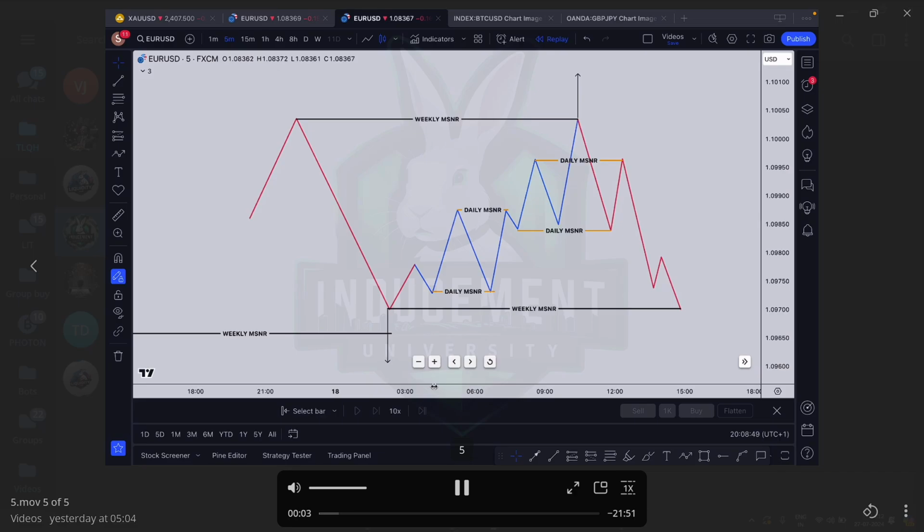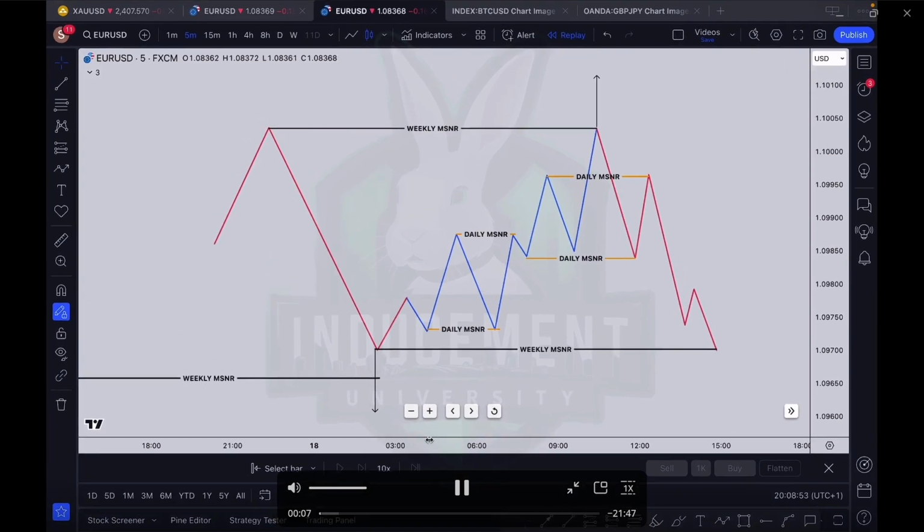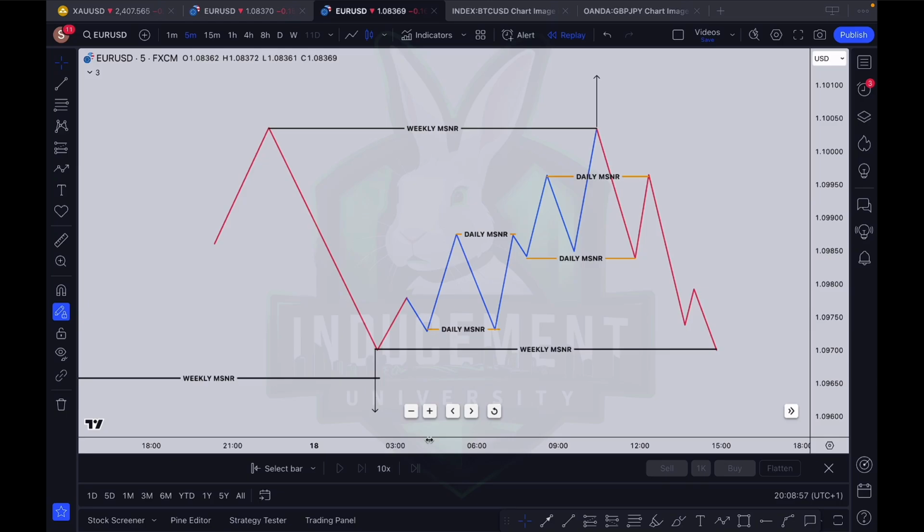In this video we're going to be talking about how we can use weekly and daily MSNR levels to predict a storyline. We're going to go a little bit deeper into how we know whether a level or a storyline or a bias is going to hold, and whether we're going to be looking to trade bullish or bearish, because simply that's what we're here to do. We need to have a bias in order to look to take a trade.